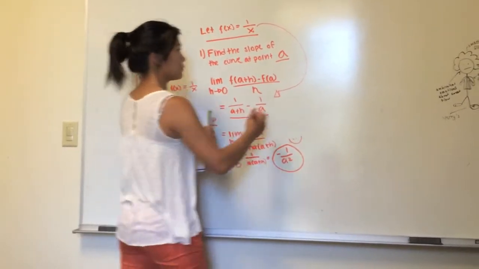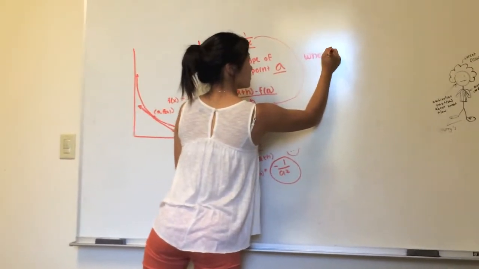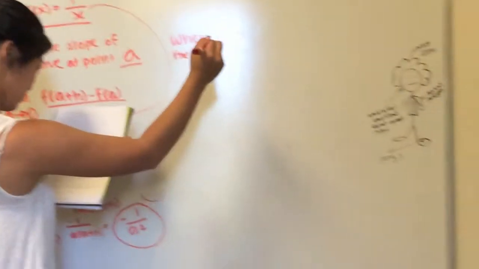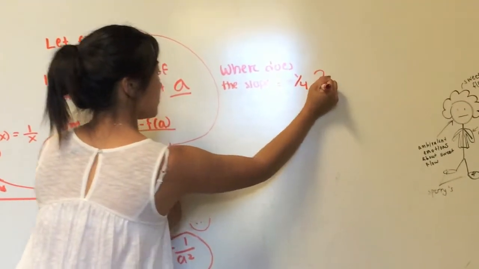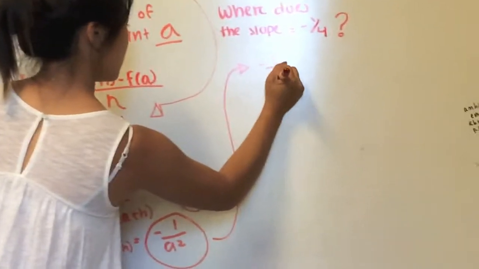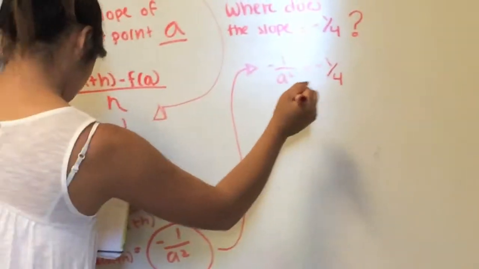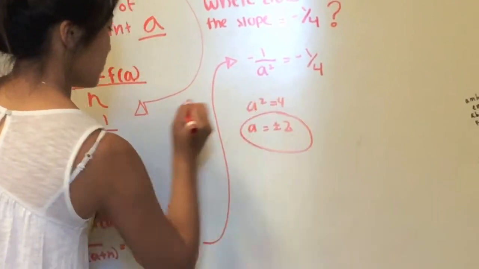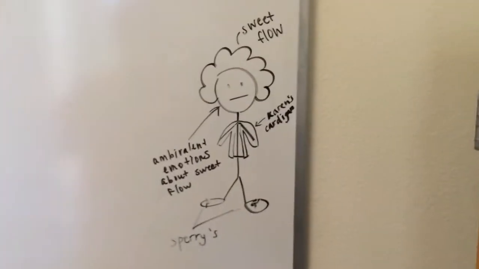Awesome, so now that we have that, we're going to want to plug in the original slope that we were given in our equation. In these kinds of questions, you're pretty much always going to have to set it equal to some kind of slope. In this case, the slope is equal to negative 1/4. And it's asking at which point A does the slope equal negative 1/4. So we set negative 1 over a squared equal to negative 1/4, and in the end, you get a is equal to plus or minus 2.